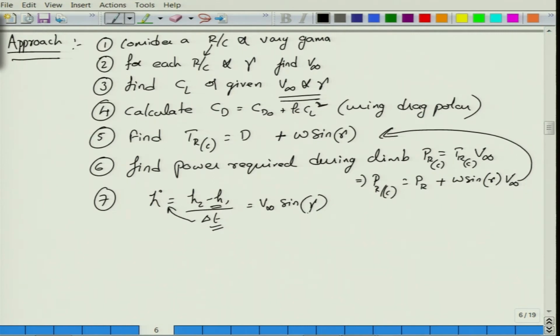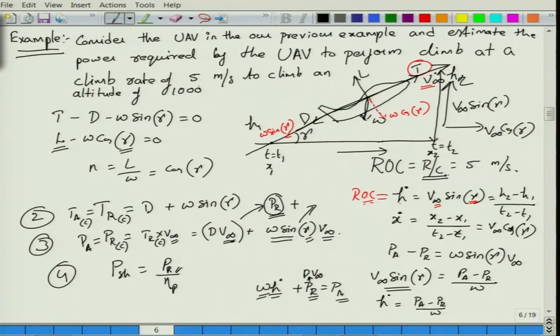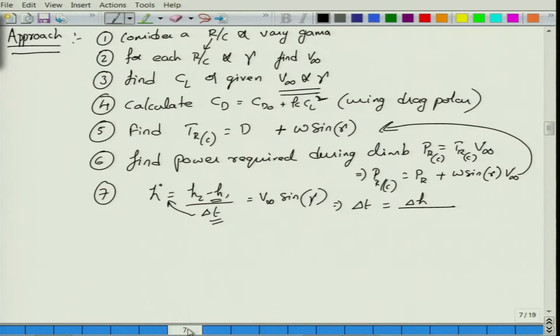That is V infinity sin gamma. So the time taken delta t, let us say if you are climbing from sea level to 1000 meters, or the problem is already starting from 1000 MSL, so let us make it 2000 MSL here. Another important aspect that we need to consider is the drag here.